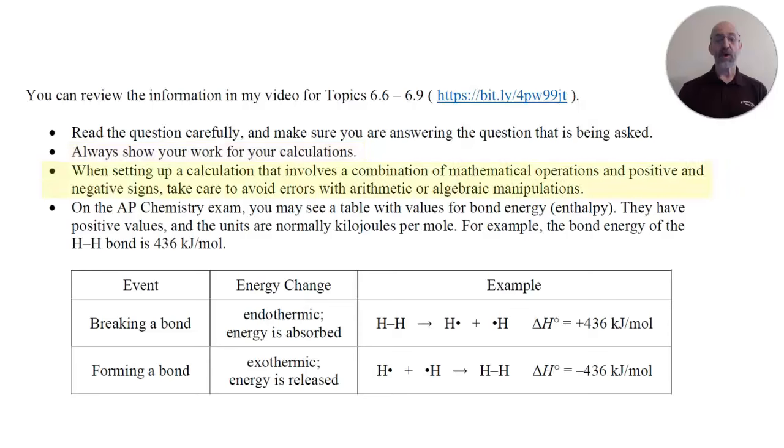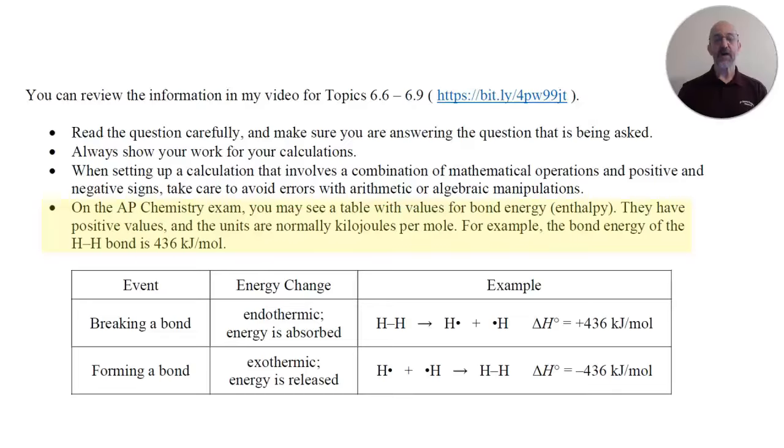Remember that when you are setting up a calculation that involves a combination of mathematical operations and positive and negative signs, take care to avoid errors with arithmetic or algebraic manipulations. On the AP Chemistry exam, you may see a table with values for bond energy or enthalpy, and they have positive values, and the units are normally kilojoules per mole.